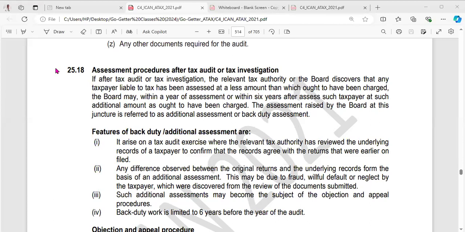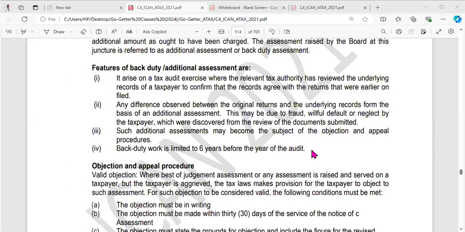So whichever case, they may want to look at 6 years backward. The back duties assessment is limited to 6 years before the year of audit. Some of the features here is looking at 6 years before the present audit. When they discover that there is a reason for back duty assessment, they will need to look 6 years. That's why sometimes it's good to keep your financial information for even up to 6 years, sometimes even 10 years.